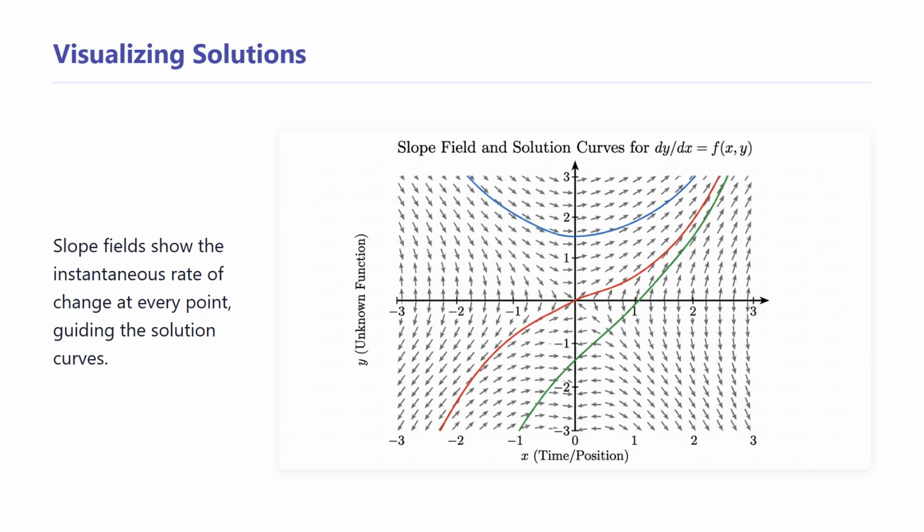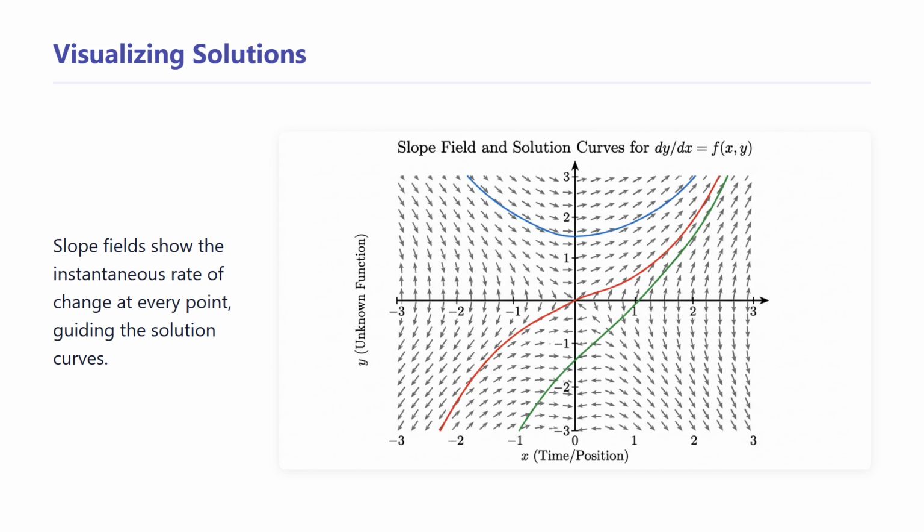Now that we have proven the math, let us look at what these differential equations actually look like visually. What you are seeing here is called a slope field. The horizontal axis represents our independent variable, like time or position, and the vertical axis represents our unknown function, y. Every single tiny arrow on this grid represents the instantaneous rate of change, dy/dx, at that specific point in space and time.